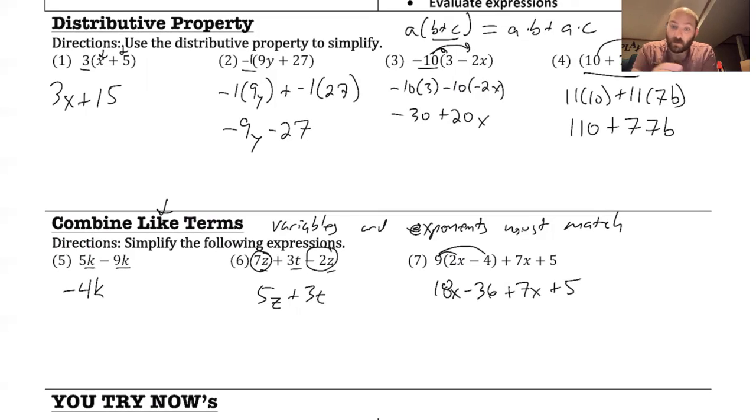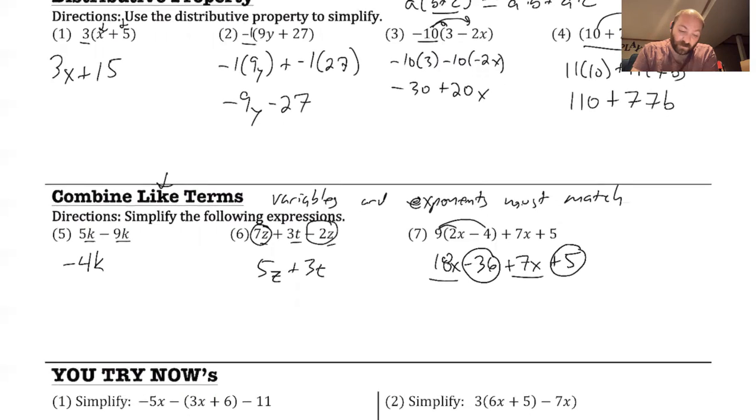And then this is what I was talking about before, where I might go through and all of my x's get underlines. Then I have just whole numbers here and a whole number here. So those are what I'm going to combine for my like terms. Again, it has to match both variables and exponents. So 18x and 7x, add those together, I get 25x. -36 and +5 is going to be -31. All right. And that is it.